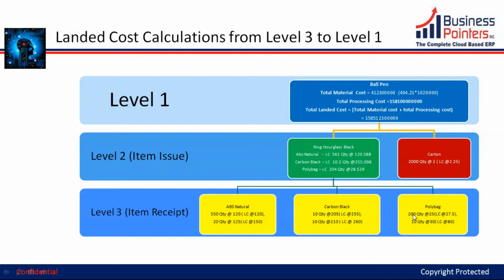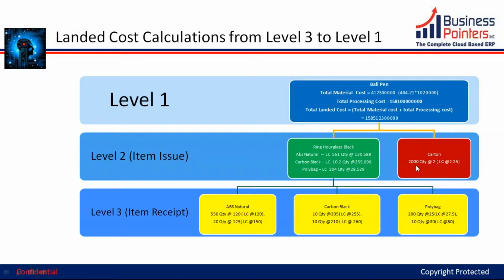Same with the poly bag. We are receiving about 210 quantity into the system at two different prices, but the poly bag we require is only 204 quantity. Again the system calculates an average and gives us an exact 28.52. That's the costing for the poly bag for 204 quantity.